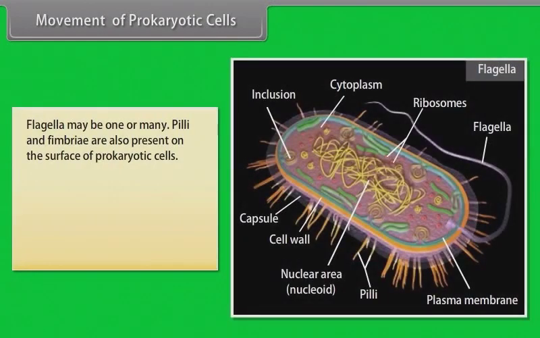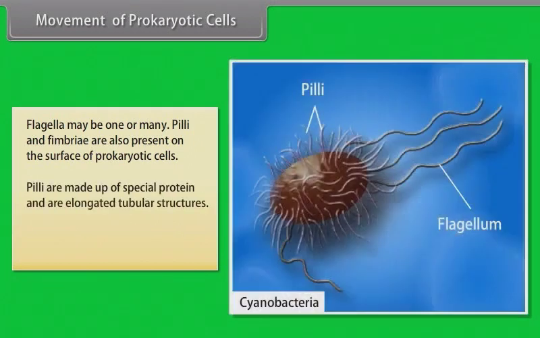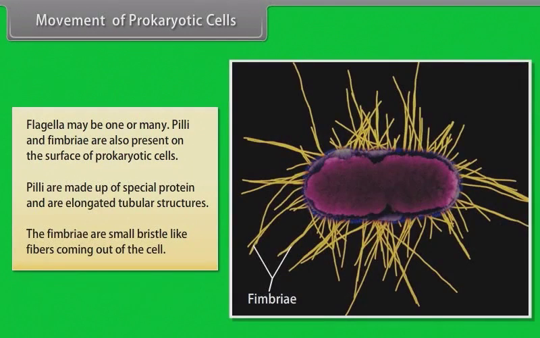Flagella may be one or many. Pili and fimbriae are also present on the surface of prokaryotic cells. Pili are made up of a special protein and are elongated tubular structures. The fimbriae are small bristle-like fibers coming out of the cell.